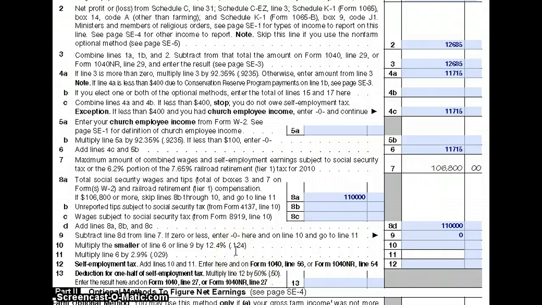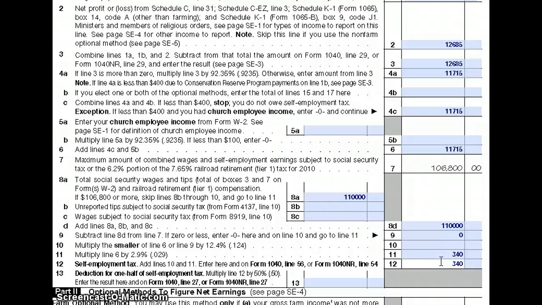So we're not going to take that 12.4% because we've met our max. Remember, the Social Security component only goes up to taxable wages of $106,800. At that point, we need to figure out what our self-employment tax is going to be for Medicare. For that, we take our line 6, $11,715, times 0.029 for the Medicare portion, and that gives us $340.